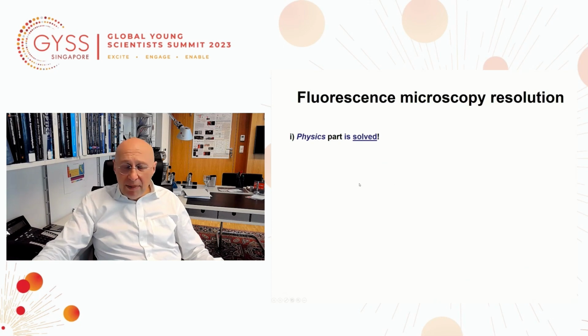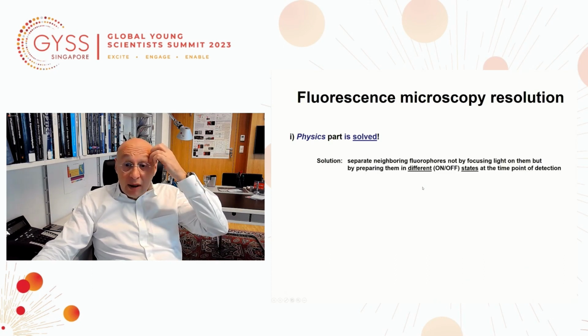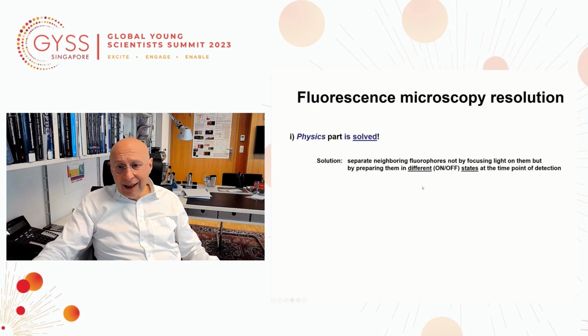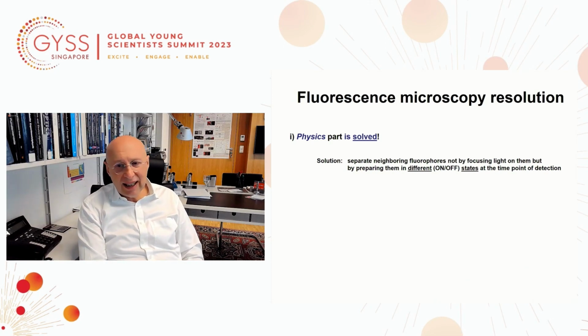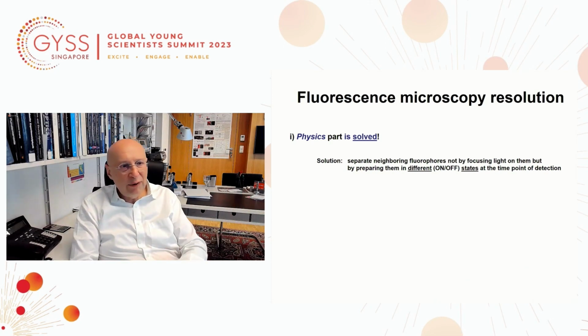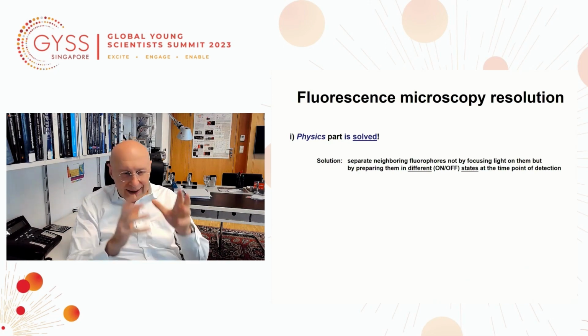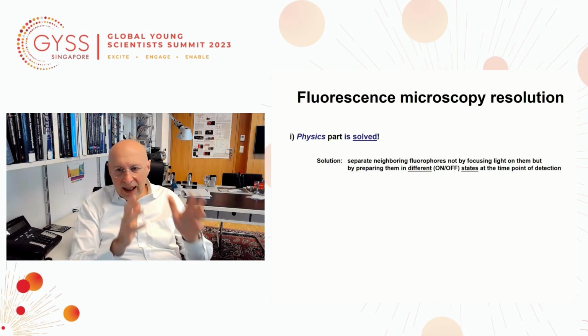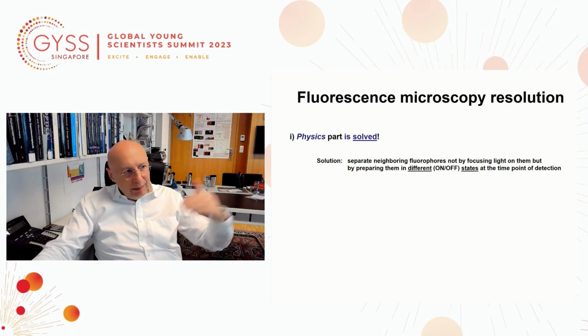So to sum up, since my time is up, the physics part of fluorescence microscopy resolution is solved in my view. So the essence is that you separate them by preparing them in 2 different states for the time point of measurement, the time point of detection. That has been the missing piece that kept fluorescence microscopy diffraction limited throughout the century. But this essence of discerning them by playing on and off with them actually broke the diffraction barrier.